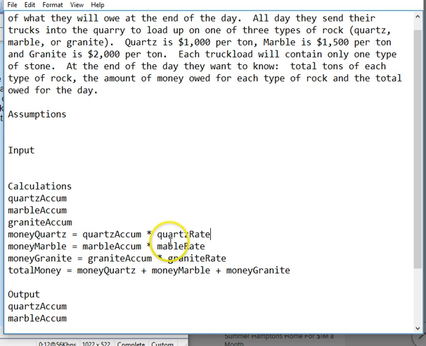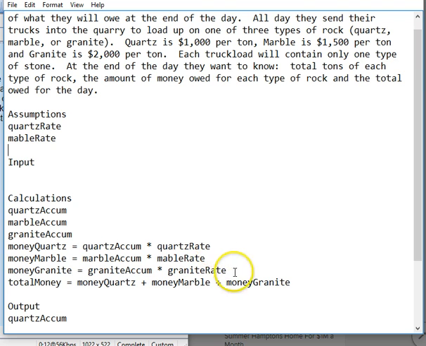All right, so now I have these three, and the rates don't change every time we run our program. So I'm going to copy that and put that into our assumptions. And marble rate, and granite rate. Okay, and then the rate for quartz is 1,000, and the rate for marble is 1,500.